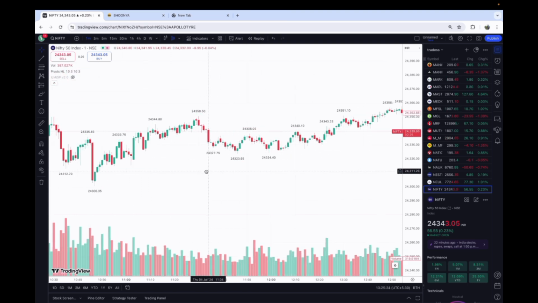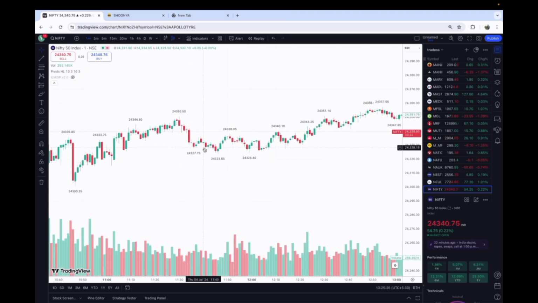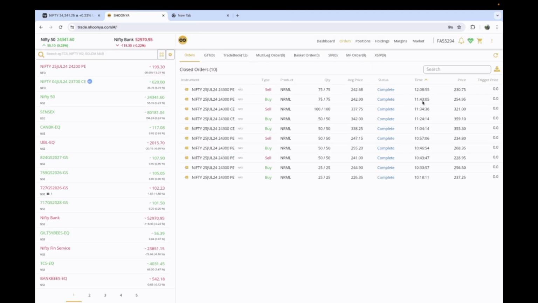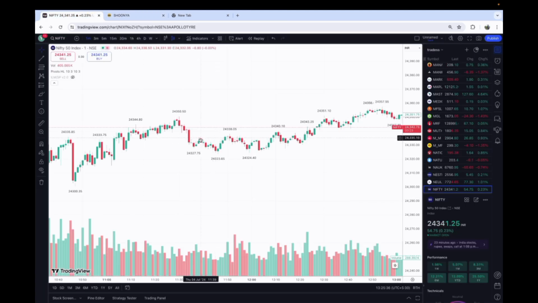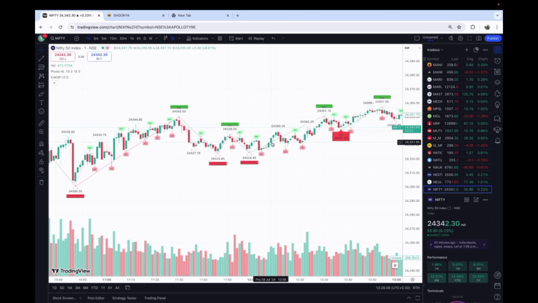A pivot low was formed again, and I think I entered around this point, 11:41 or 11:42. I would have entered another trade, yeah, 11:43 with 75 quantities, with the initial stop loss as this point, and I think at 12:08 the stop loss got hit.